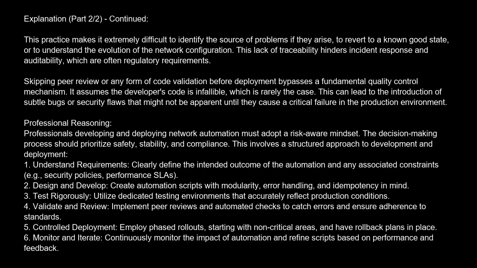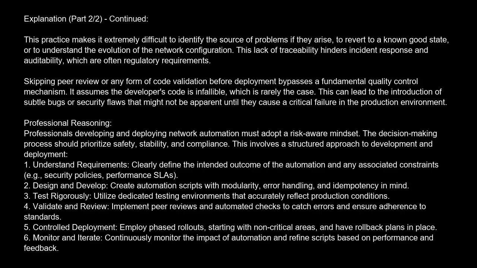Professional reasoning. Professionals developing and deploying network automation must adopt a risk-aware mindset. The decision-making process should prioritize safety, stability, and compliance. This involves a structured approach to development and deployment. 1. Understand requirements. Clearly define the intended outcome of the automation and any associated constraints, e.g., security policies, performance SLAs. 2. Design and develop. Create automation scripts with modularity, error handling, and idempotency in mind.